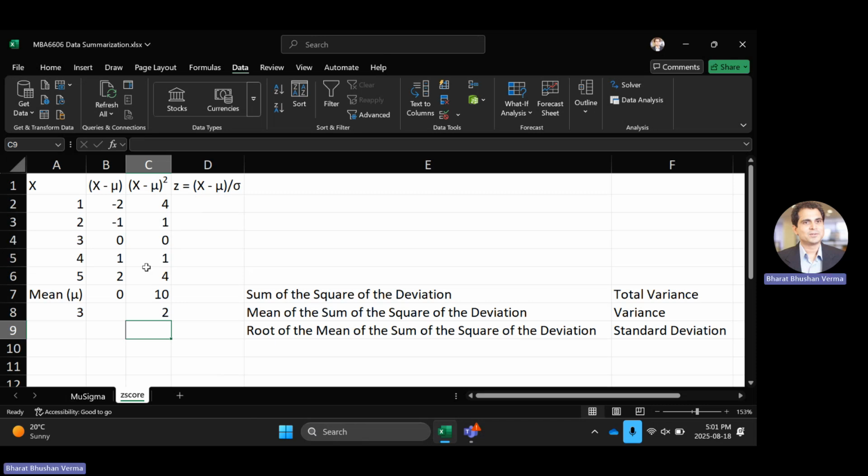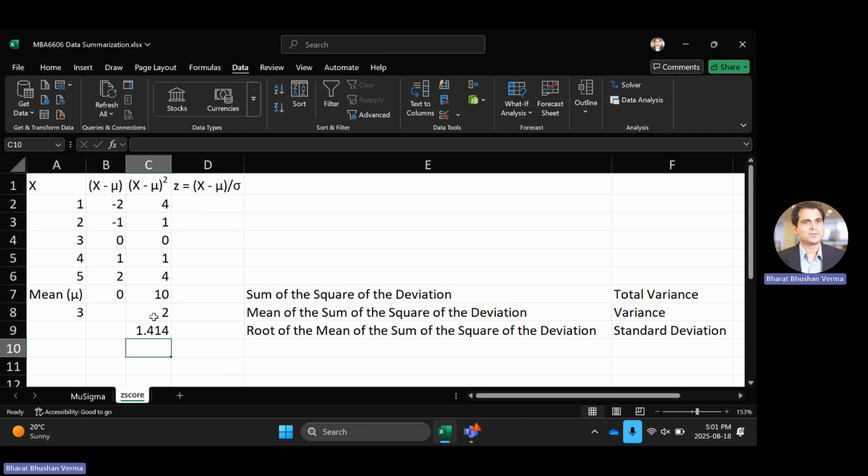Since we have squared the deviations, this is in the square scale, we want to bring it back to the original scale. So we will take the square root, power 0.5, that is square root. So it turns out to be 1.414, and it is called standard deviation.